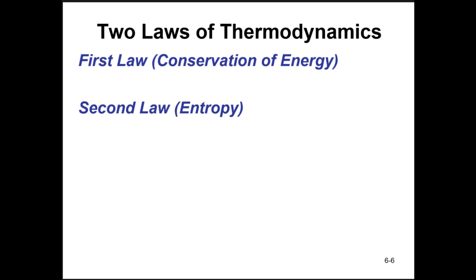So the first law of thermodynamics states energy can neither be created or destroyed, but it can change from one form to another. And then the second law states when energy changes from one form to another, there will always be a loss of useful energy. And this increases the amount of disorder in the universe.